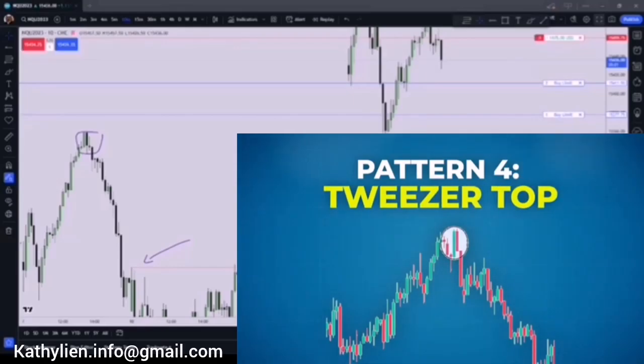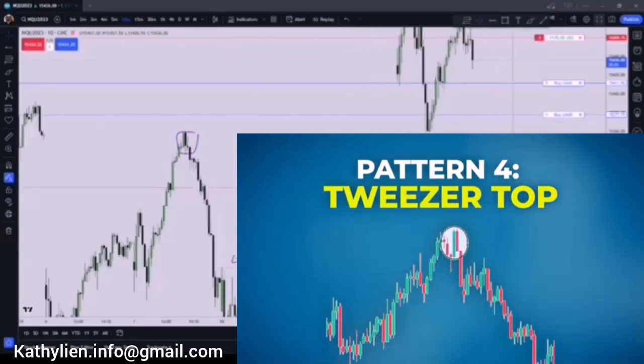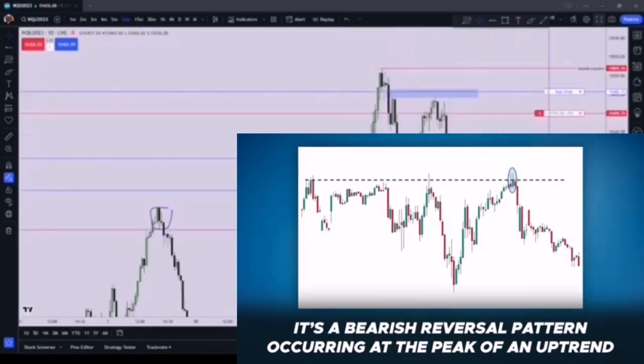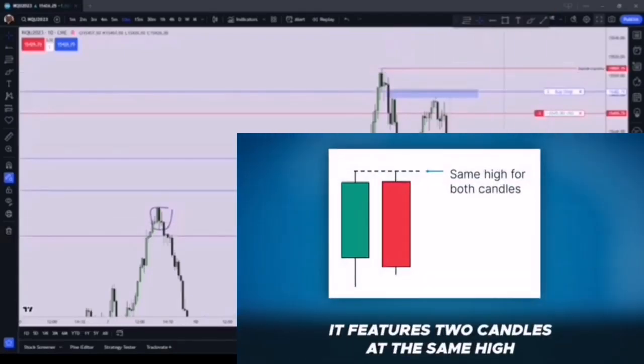The fourth pattern that I want to talk about is called the tweezer top. The tweezer top is a bearish reversal pattern that happens at the peak of an uptrend, and it features 2 candles with the same high price.